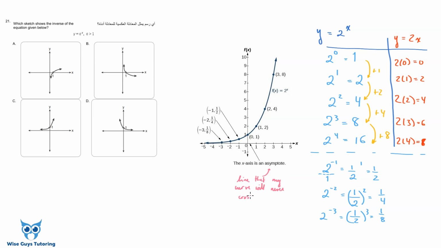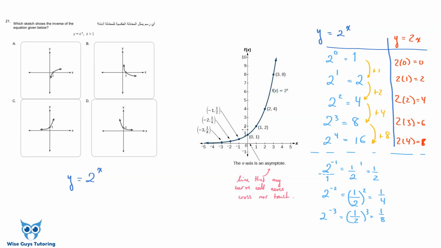Will never cross nor touch. But it will get infinitely close. The reason it will never touch it is if you look at this equation, y equals 2 to the power of x, there is no value of x, none, that will make this equal to 0. 2 to the power of 0 is 1, and 2 to the power of a negative number is some fraction, but it's never 0. It can get extremely close to 0, but it will never actually touch 0. That's why you get this asymptote as the x-axis.